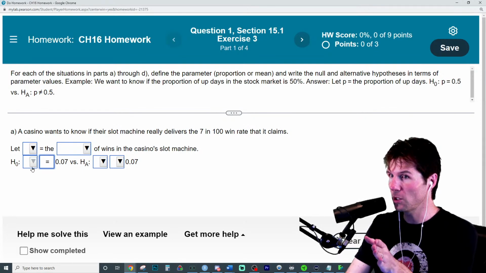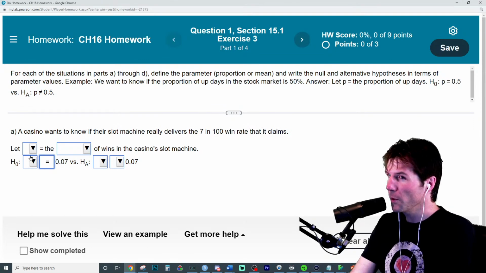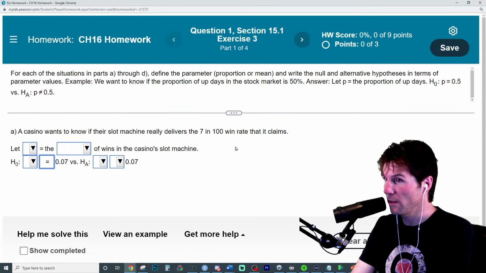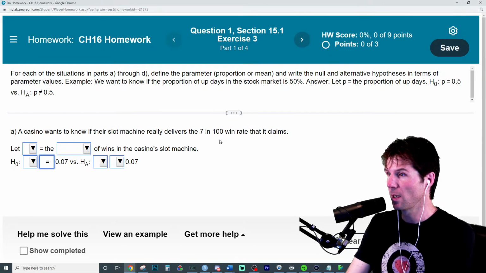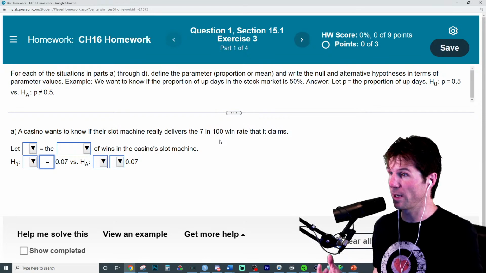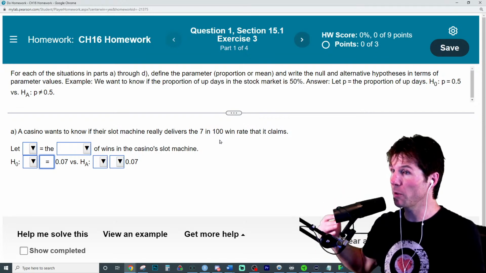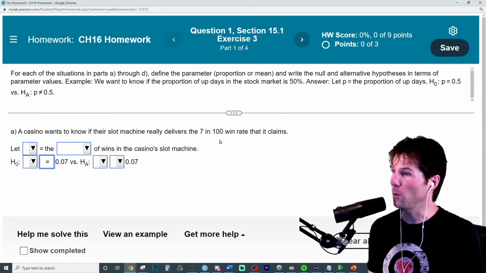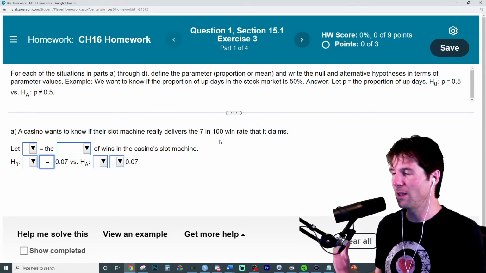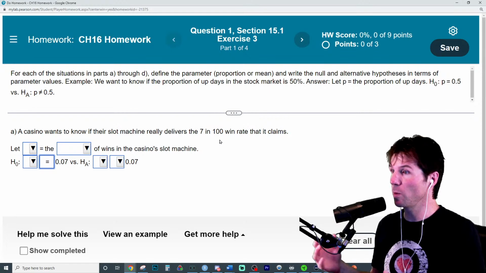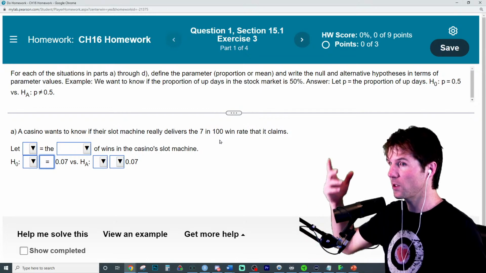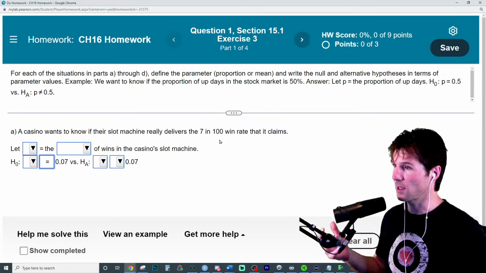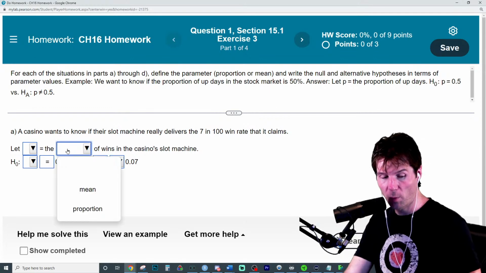So what are we measuring? That's what it's talking about up here. A casino wants to know if a slot machine really delivers the 7 in 100 win rate it claims. So would that be the mean win rate or the proportion of wins? That's where you're asking, is it categorical or quantitative? If it's categorical, we could say the proportion of wins is 7%. If it's mean, we would say the mean win is 7%. But mean win would be the amount you win, like someone wins on average $5. This is the proportion of time people win. Like, did you win, yes or no? 7 out of 100 people, the casino claims, will say, yes, I won. So this is going to be proportion.